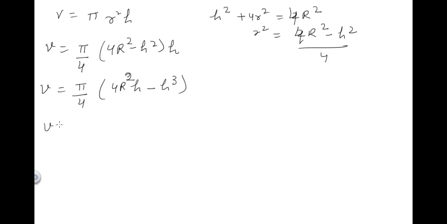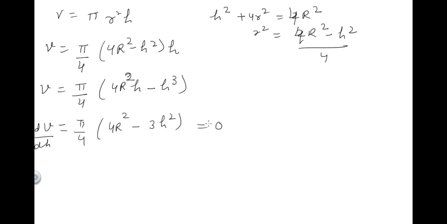Then we will differentiate it with respect to h, because the volume of the cylinder depends on small r, not capital R. Capital R is the radius of the sphere, so that is a constant for us here. So let us just find dV by dh. What we get? Pi upon 4 as it is, 4R square as it is, being a constant, differentiation of h is 1, minus 3h square.